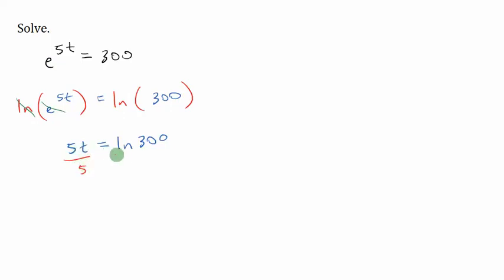Because 5 is multiplied by t, so we get rid of it by dividing by 5. So t equals the natural log of 300 divided by 5. So there's our exact answer.